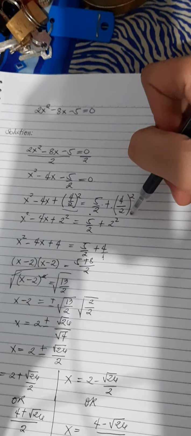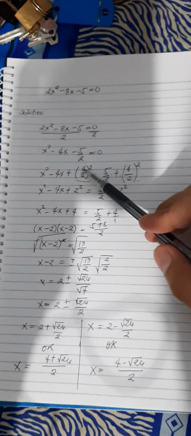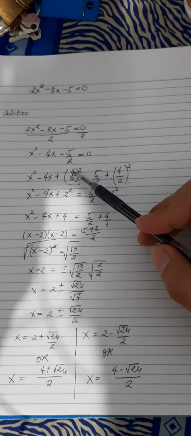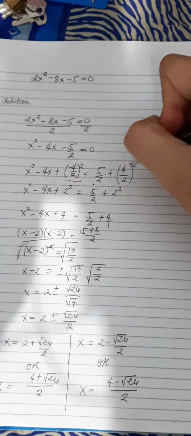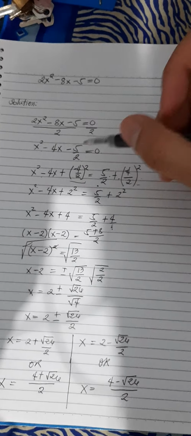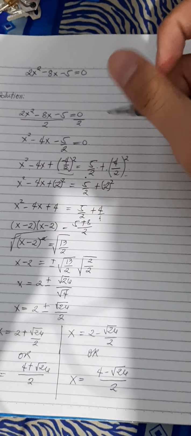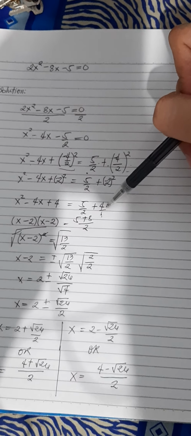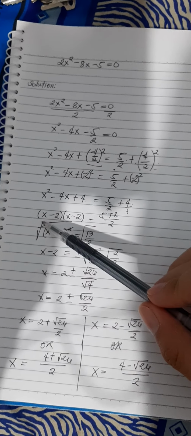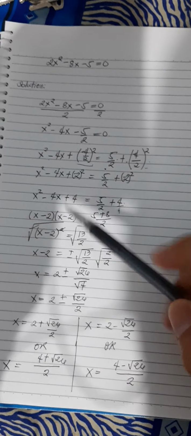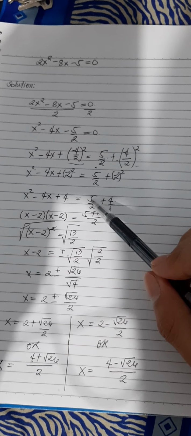the process as you can still remember from the previous example. So we have applied here the process of the quantity of b over 2 raised to 2. So we have negative 4 here. Negative 4 divided by 2 is negative 2. Negative 2 raised to 2 is 4, the same on the other side of our equation. Next, the factors of this side is the quantity of x minus 2 times x minus 2. On the other side, we will add the terms which are 5 over 2 plus 4.